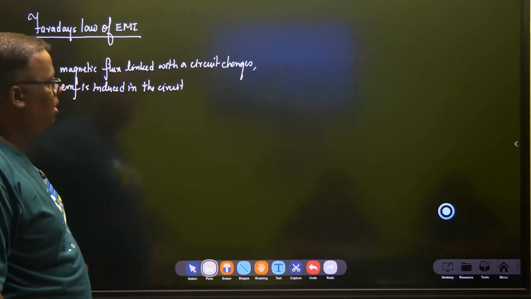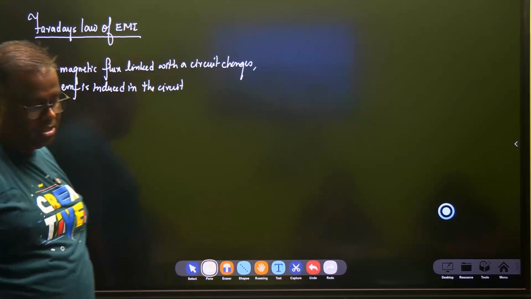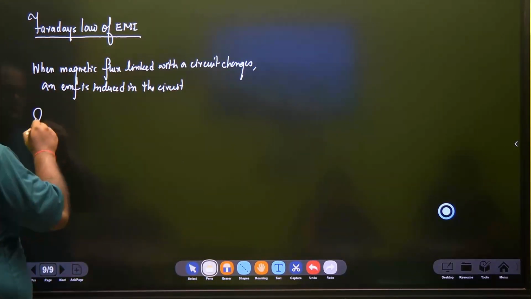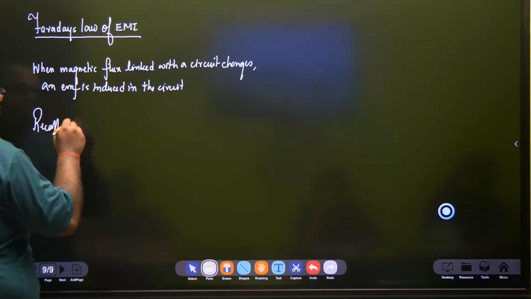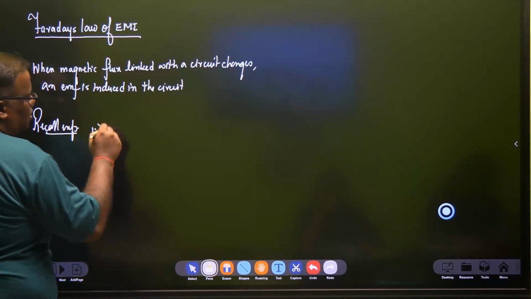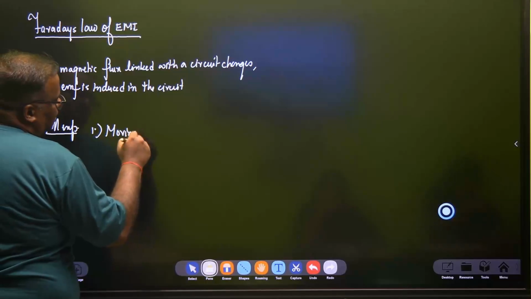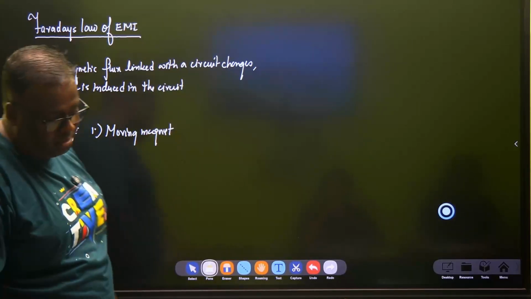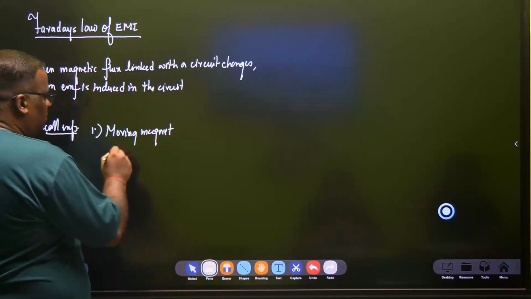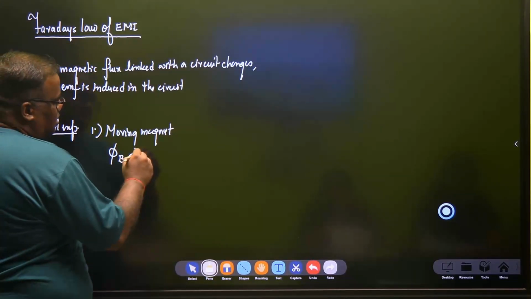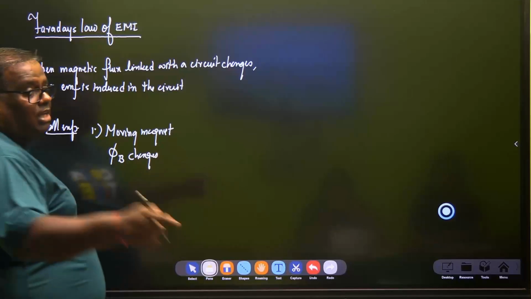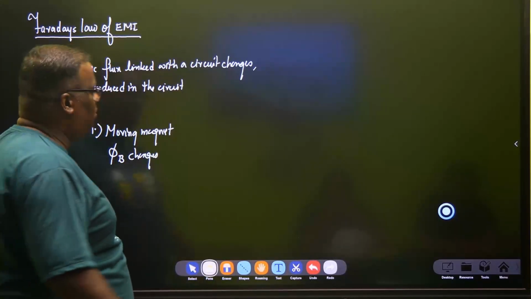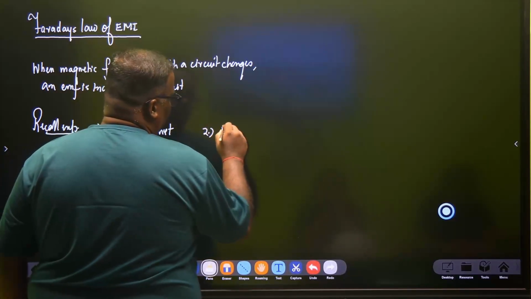So you can recall your experiments. Recall experiments. The first one was moving magnet. So right below you write, moving magnet means straight away phi B changes. Now we will see that phi B was the one that changed on every occasion. Our next experiment was moving coil.